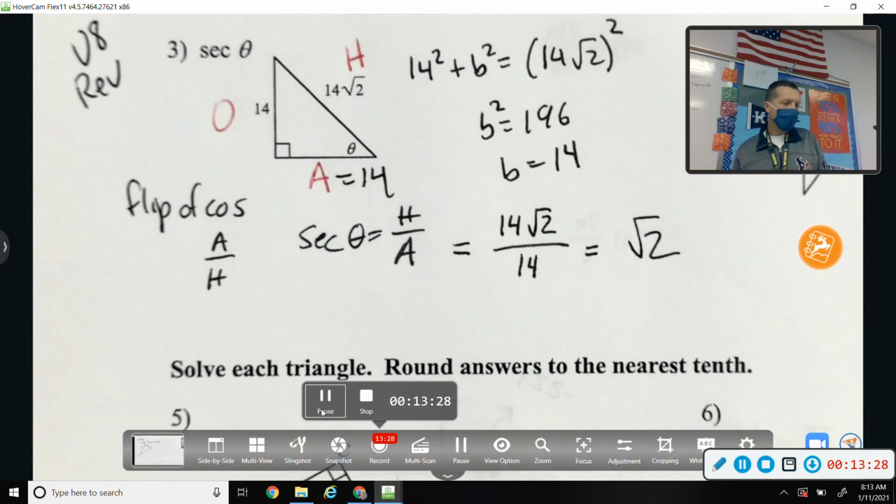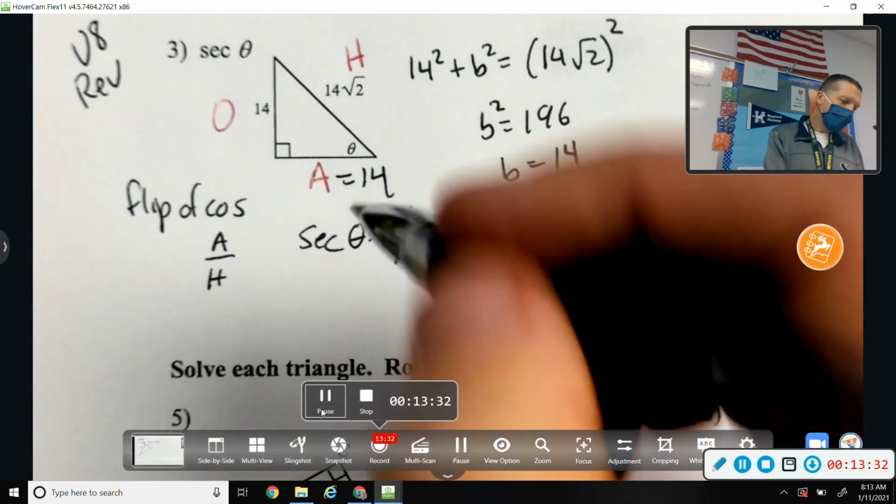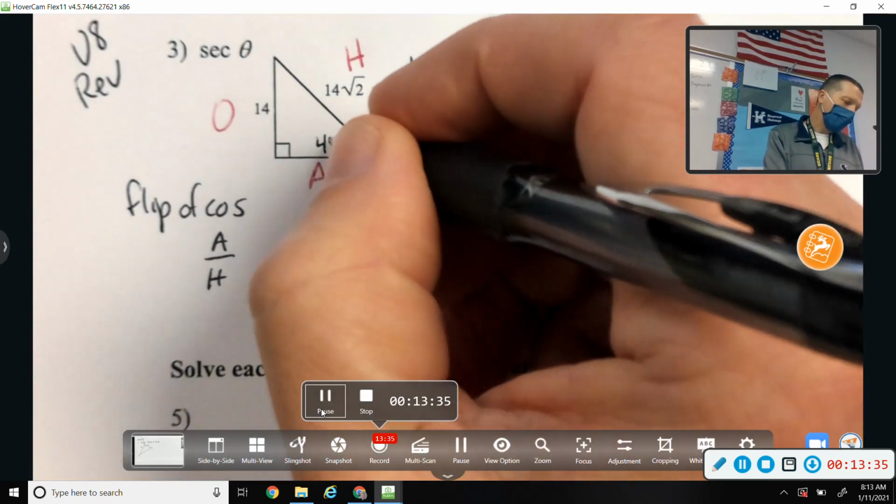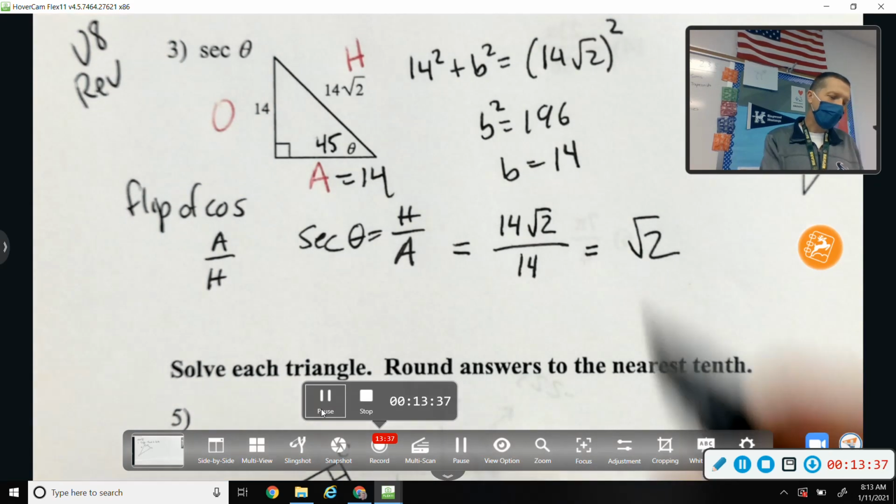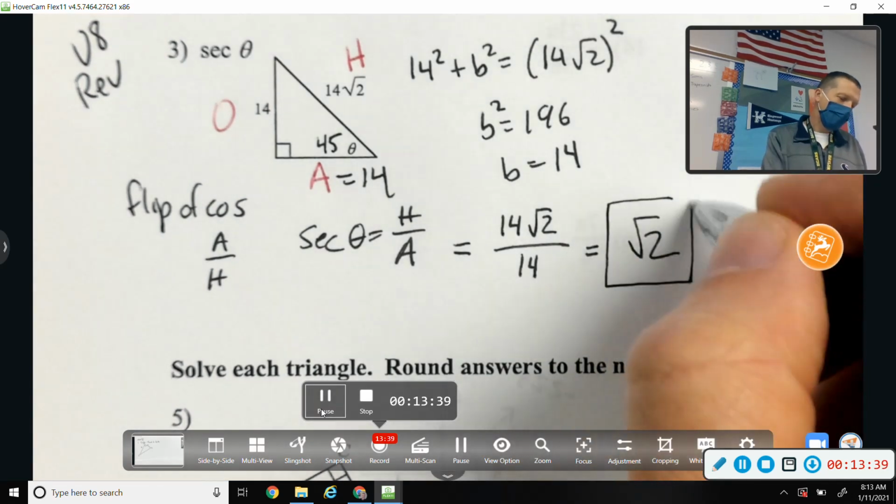For most of those angles in 1 through 4, we don't even know what the angle is. This one, because it happens to be 45, we know the angle, but that's fine. That's not what it's asking us for. It's asking us for the secant of that angle.